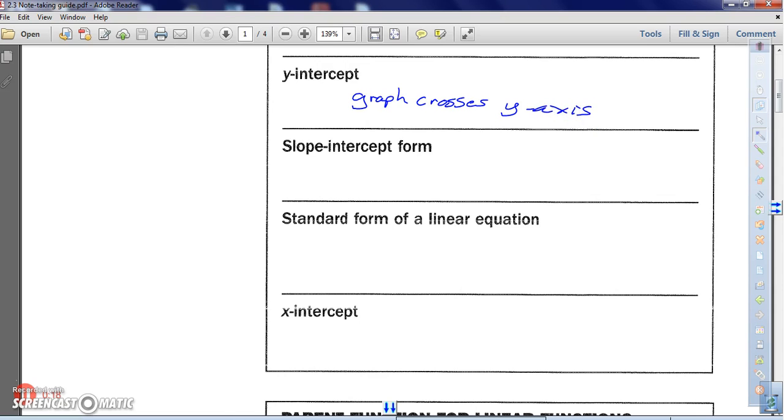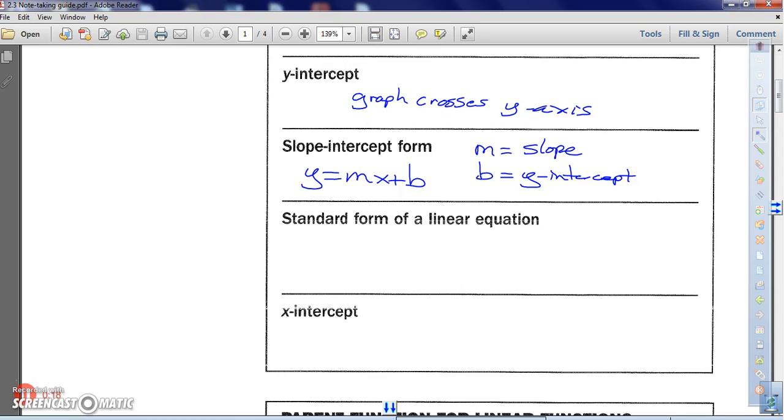Slope-intercept form, I think we're all familiar with that. That's y equals mx plus b. And of course, the y-intercept in that case is the b. Our slope is the m, that's rise over run, and our y-intercept, that's the place where it crosses the y-axis, that's the b in the equation.